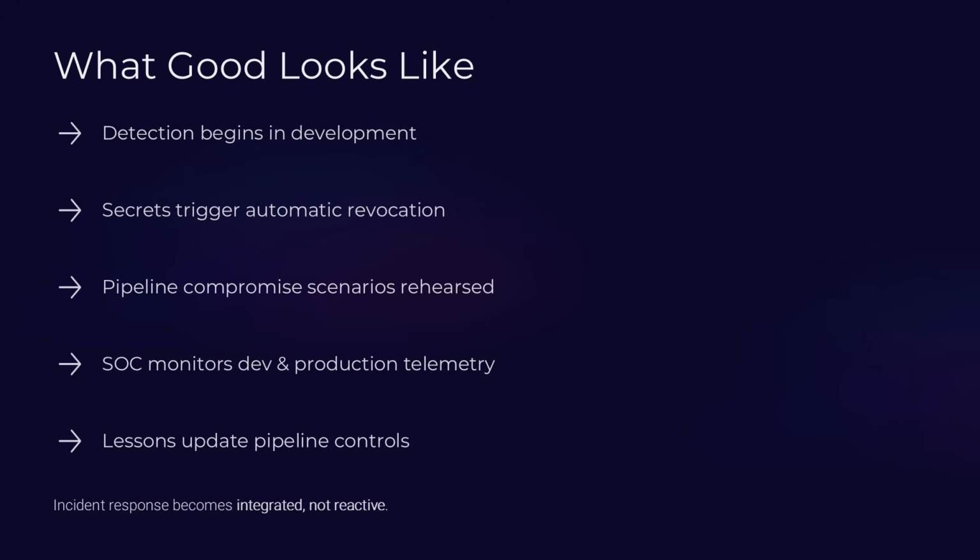What good looks like? In a mature DevSecOps incident response model, detection begins in development environments. Secrets exposure triggers automatic revocation. Pipeline compromise scenarios are rehearsed. Artifact integrity is verified regularly. SOC monitors development and production telemetry. Incident communication protocols are defined. Post-incident lessons update pipeline controls. Architecture limits blast radius. Executive dashboards include response metrics. Incident response becomes integrated, not reactive.